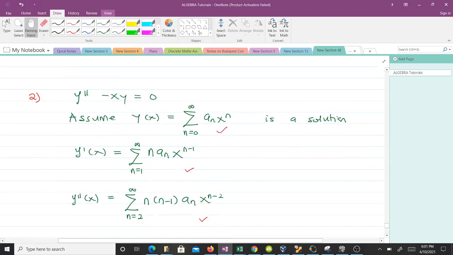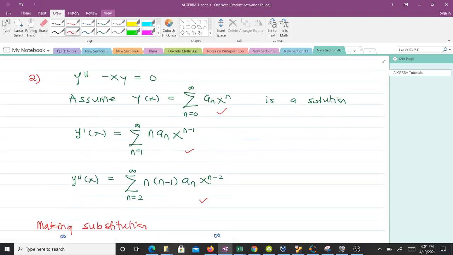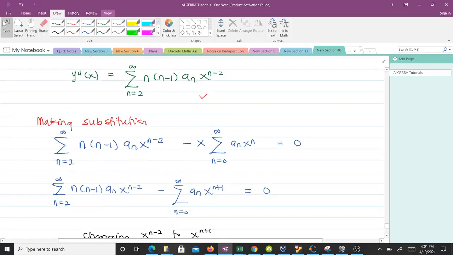So making substitution into this, right? Because this is our question. So we will get what you can see here, where the whole of this is y double prime. You see we have our x here, and this is what y equals 0. So when we have this, you can see that we have x here. So we can multiply this x by this x. So this is the same as x power 1 times x to the n, which will give us x power n plus 1. So that is what you can see here.